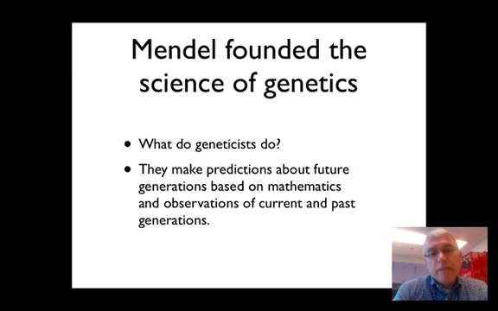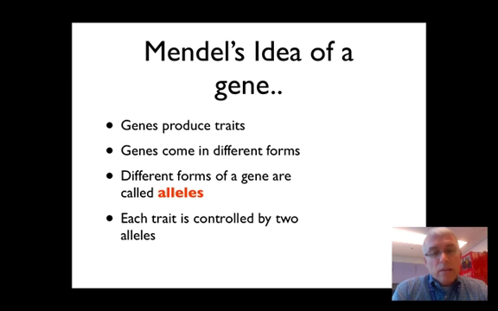Now, Mendel is considered to be the founder of the science of genetics, even though people have been interested in genetics for a very long time. People have noticed for thousands of years that kids look like their parents. But what are the rules governing which traits are passed on and which traits aren't? This is what geneticists do. They make predictions about future generations based on mathematics and observation, not just on what they believe or what they hope. Mendel came up with the idea of a gene, and a gene is a unit of a trait.